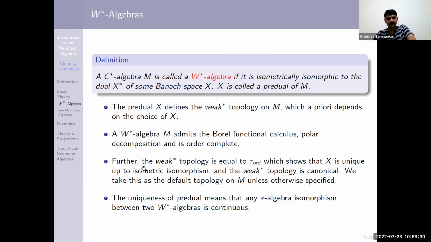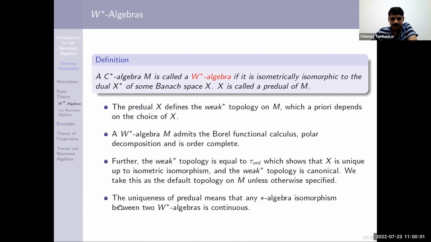And now we will see that this mixed-star topology is actually independent of any X that we take because it is equal to this tau chord which we defined before. So this X is unique up to isometric isomorphism, and the mixed-star topology is canonical. So on the W star algebra, there is only one topology to choose. And so we take this as the default topology on M unless otherwise specified. Sometimes we might want more topologies, so we specify that.